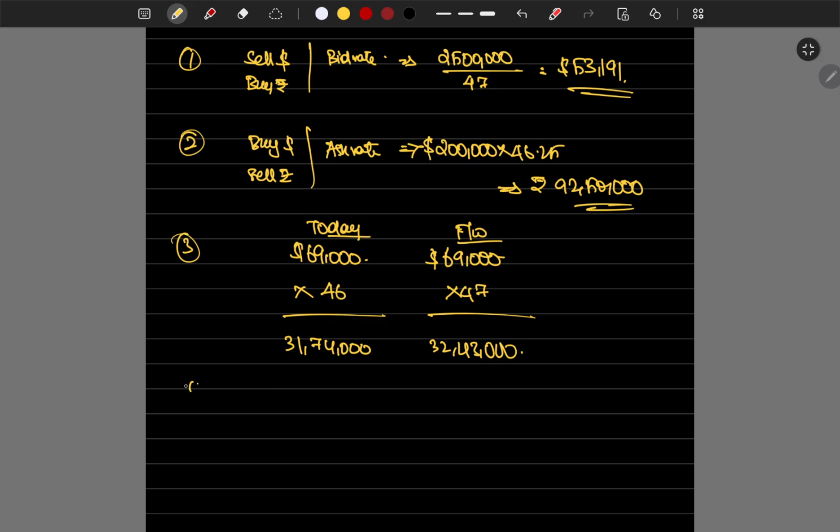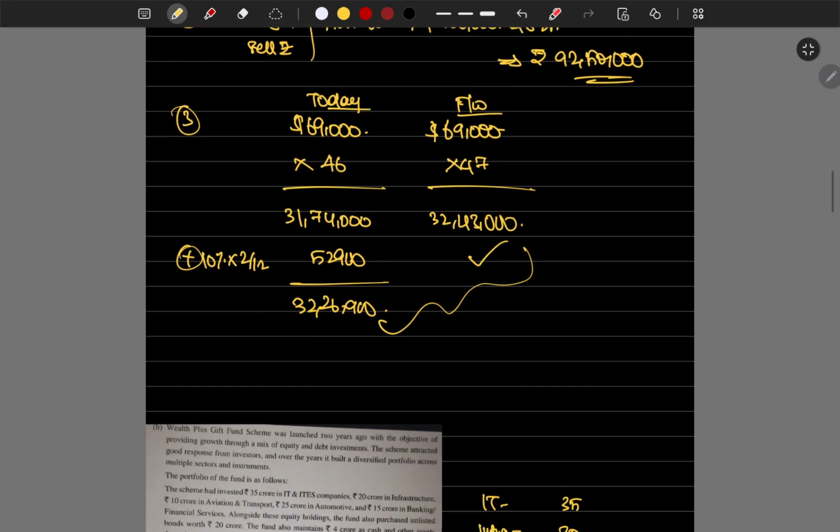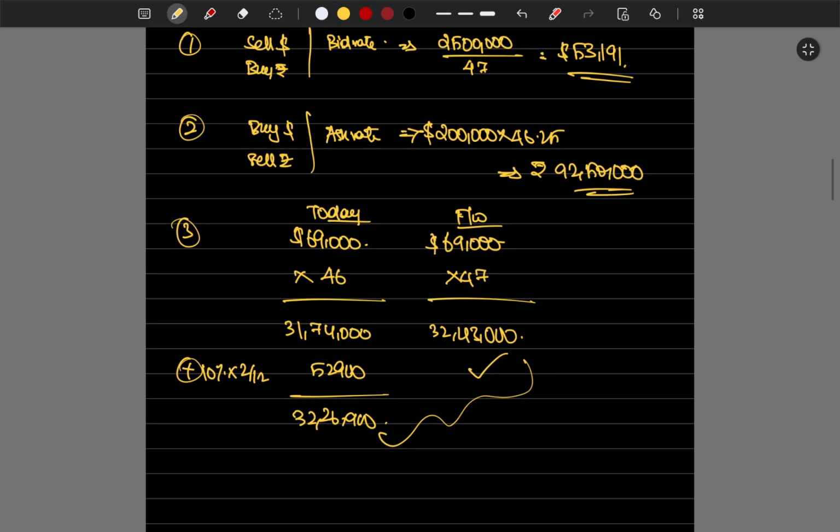Plus what's the interest for two months? 31 lakh 74,000 into 10% into 2 by 12, which is 52,900. 31 lakh 74,000 plus 52,900, which is 32 lakh 26,900. Although we have added interest, the forward figure seems bigger, so the difference is the gain for converting after 2 months at the forward rate.